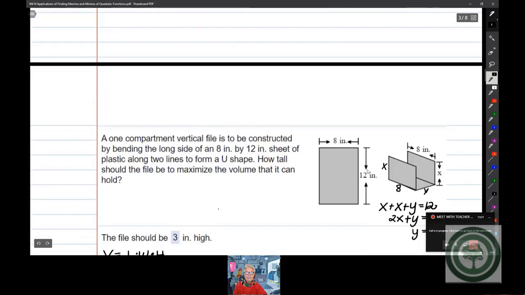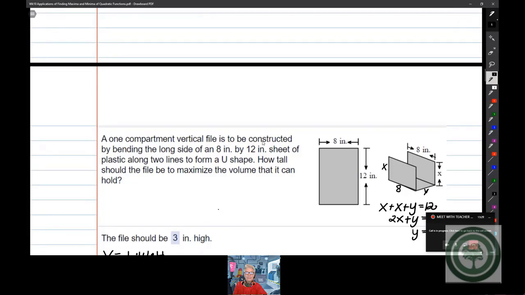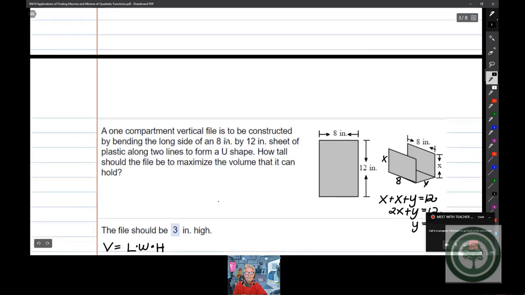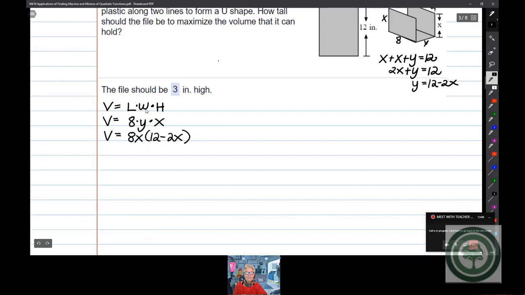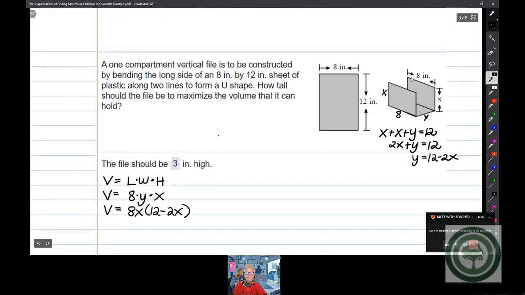All right, so here we are, volume. Yes, we need to read this. A one compartment vertical file is to be constructed by bending the long side of an 8 inch by 12 inch sheet of plastic along two lines to form a U. How tall should the file be to maximize the volume that it can hold? Well, volume equals length times width times height. I'm letting Y be the width and X be the height, and this length is 8. So the length is 8, the width is Y, and the height is X.